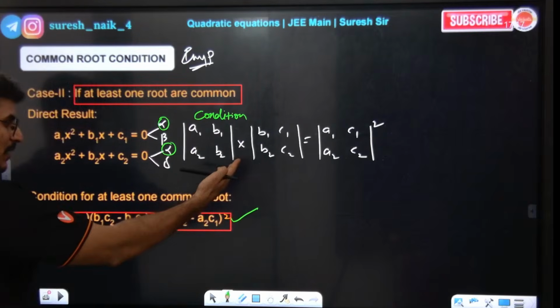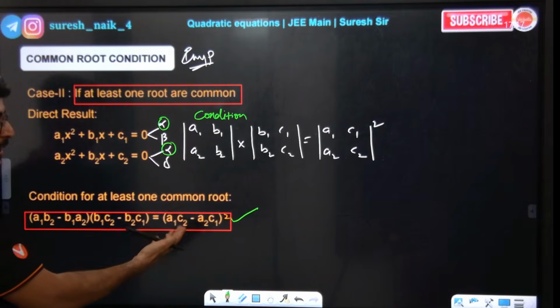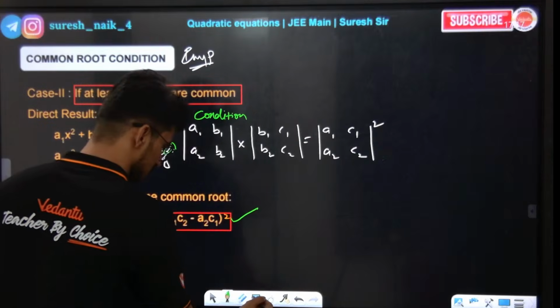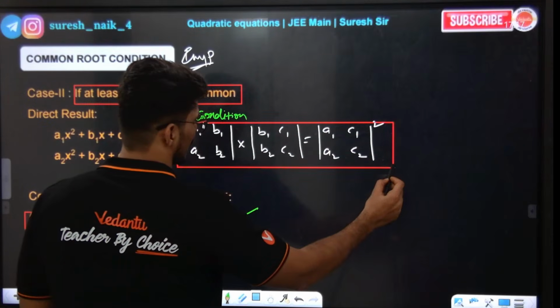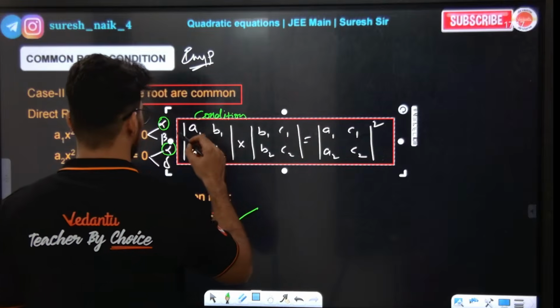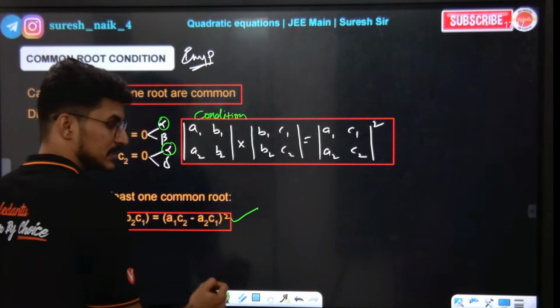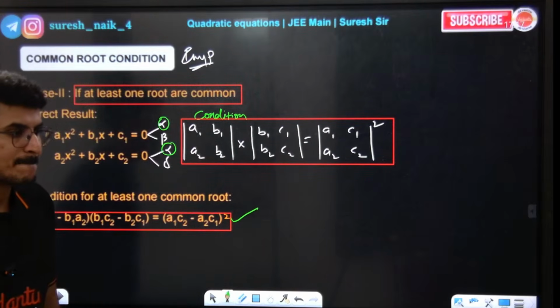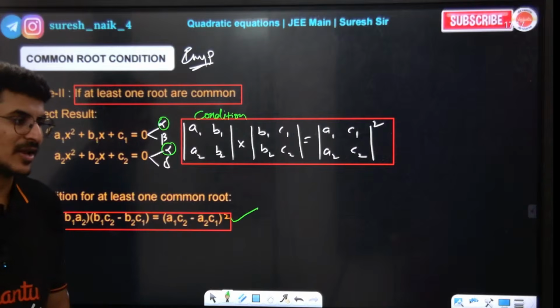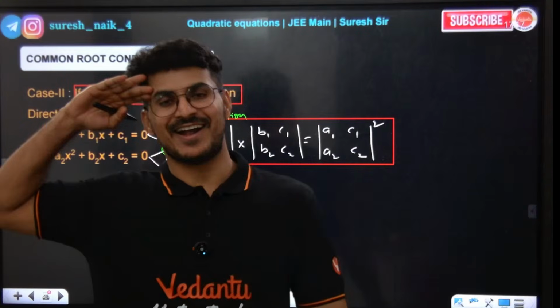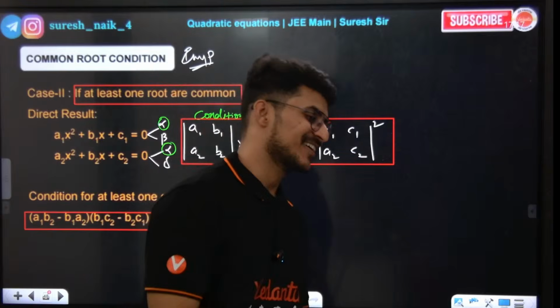If you want to remember this formula, you can remember it. Okay, yes sir. Shall we go forward? Super. Yes or no? I want everyone to respond in the chat box.